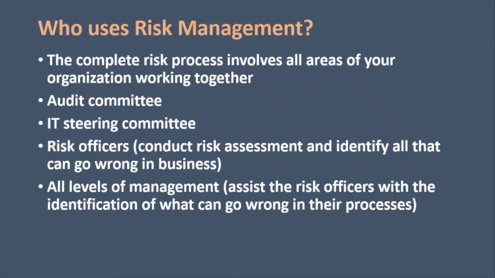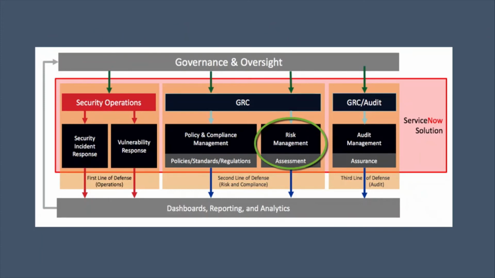In an organization we have risk officers who conduct risk assessment and identify all that can go wrong in the business. Mainly, they conduct risk management and identify all the risks which can occur in our business. All levels of management work upon risk management, assisting the risk officers with the identification of what can go wrong in their processes. So this is also a kind of governance and oversight.